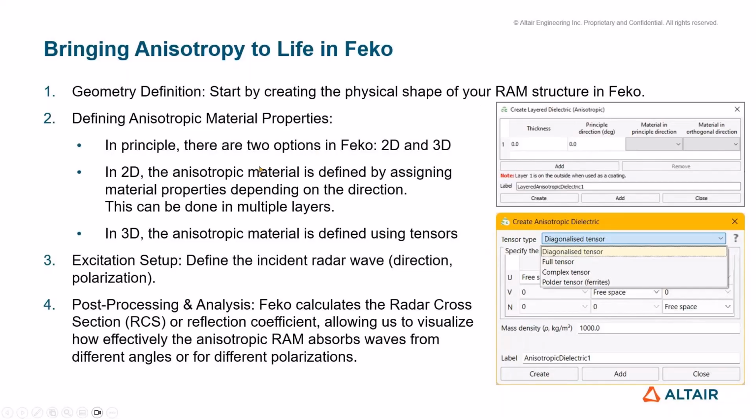And the other way would be the 3D anisotropic material, a little bit more interesting, I guess. And here this is done using tensors. So there are different ways to define a tensor. In my demo, in 2 minutes or so, I will use the diagonalized tensor. And basically, just as you see for the 2D, also here you apply materials to the different directions, with their specified properties, of course. Step 3, then, of course, you define an incident radar wave as a plane wave coming from some direction or multiple directions. And then finally, you analyze the result in post-Feko.